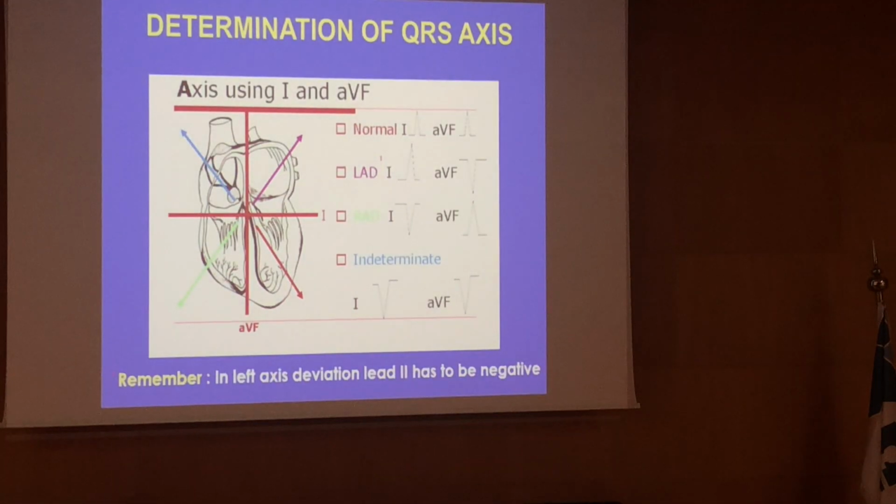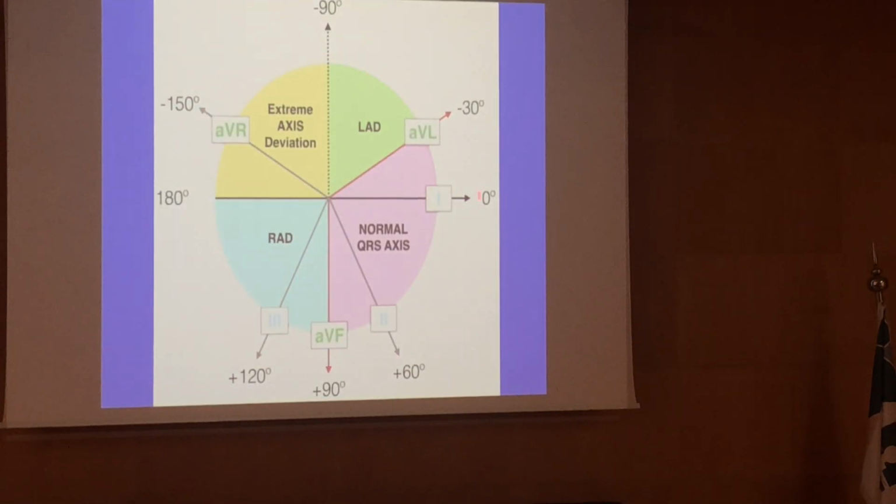Then, how to determine the axis? Very simple and easy. Look to lead one. And let me go back again. So if let's say the axis is within this range, lead one will be positive or negative? Positive. AVF positive or negative? It is positive. Right, excellent. Right. So in normal axis, you expect lead one and AVF to be positive.